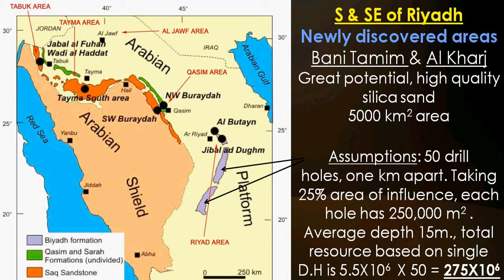I have no idea how much silica sand is there. I have no idea of the tonnage. However, I can assume that if the Saudi Geological Survey drills 50 exploration boreholes in a 10 kilometer by 5 kilometer area at a distance of 1 kilometer, then I calculate the resource based on 25% of the area of influence. The total tonnage will be 275 million tons. However, for a better and more reliable resource estimate, we have to do the drilling.